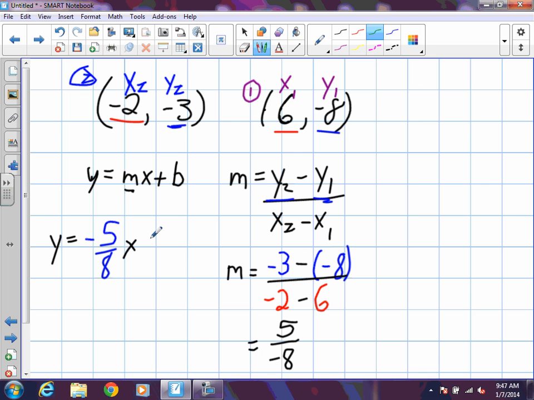Now remember, the next goal is to solve for our y-intercept. So I choose one of the coordinates. I'm going to choose coordinate 1. I'm going to plug this one in. I only need to choose one because we know both will give us the same answer. So I plug 6 in for the x, and I plug negative 8 in for the y. Okay. So we get negative 8 is equal to negative 5 over 8 times the value of 6.